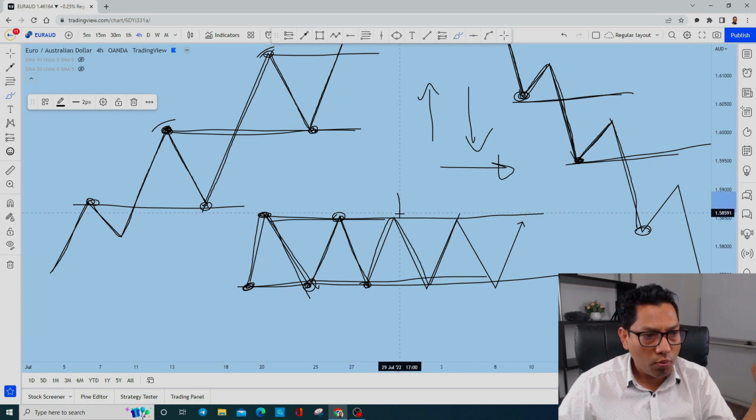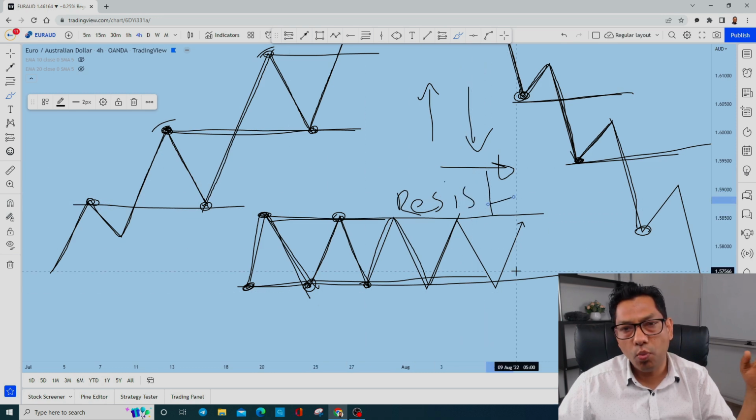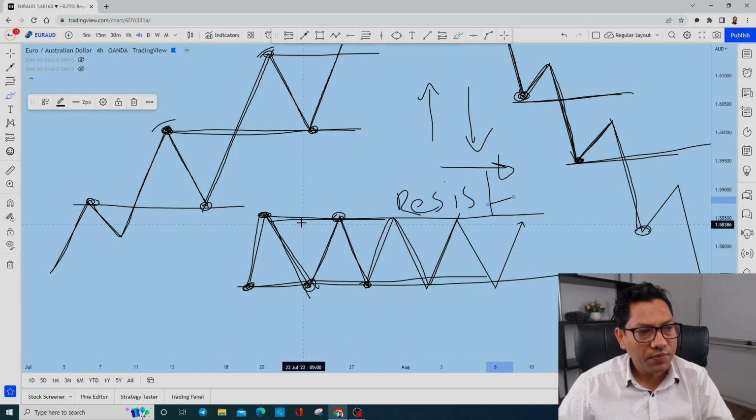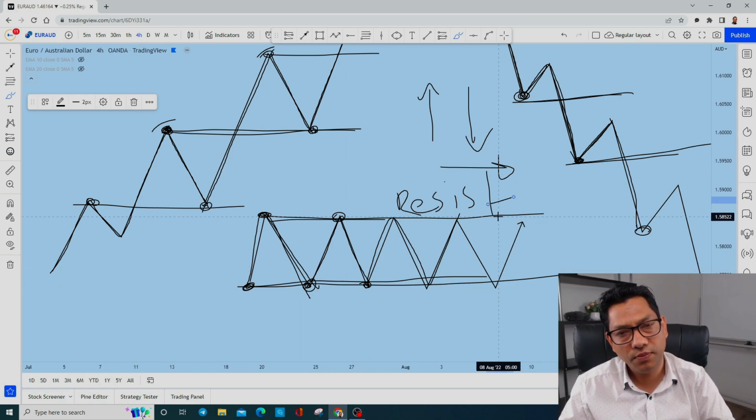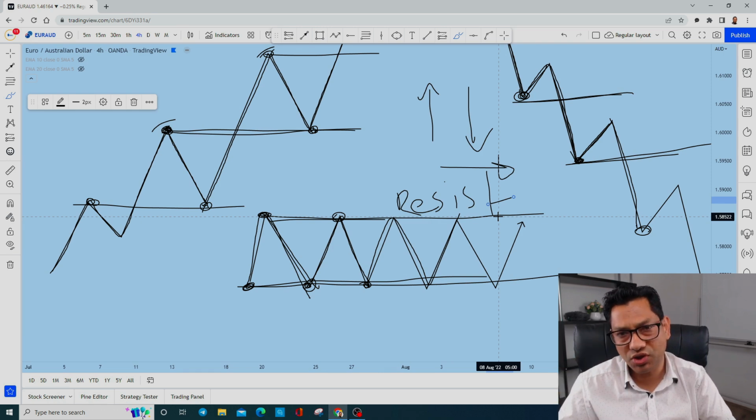So this top is what we call the resistance, or a supply zone, and this bottom is what we call the support, or a demand zone, where there are buyers and sellers in this zone. And that's how we can identify the market structure. So once you have found the market structure, then where can you buy?